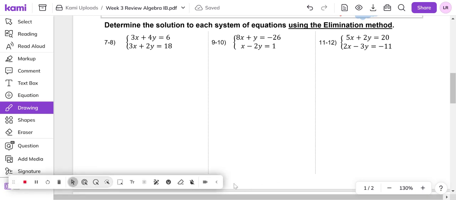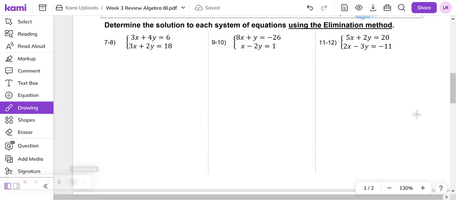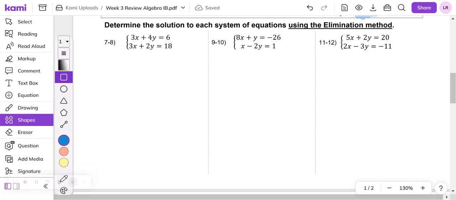Hey, this is our week 3 help video, and we already went through video 1 through 6, and we are now going through number 7 through 16. All these problems are asking us to solve them using the elimination method.